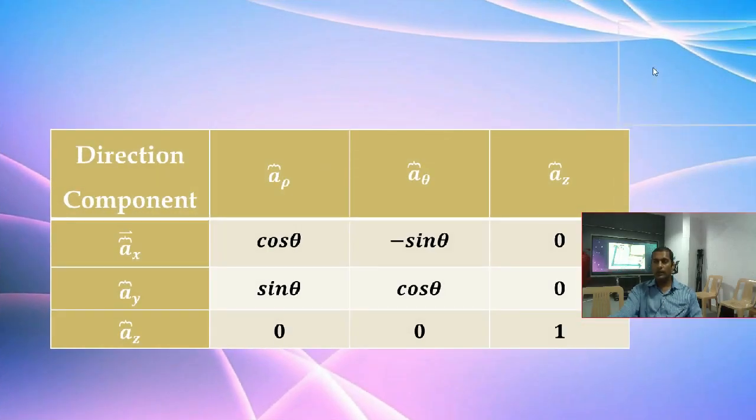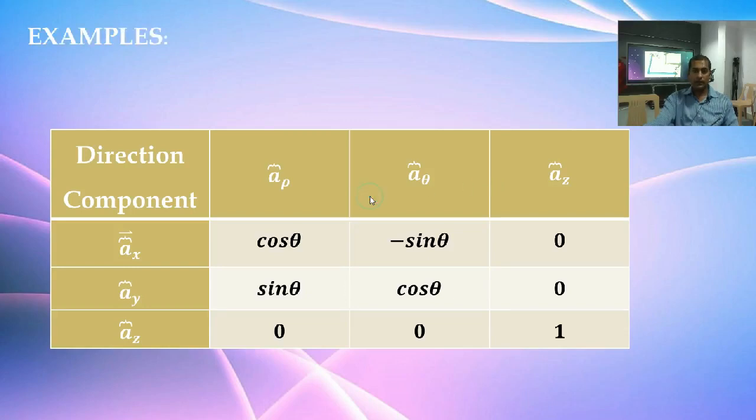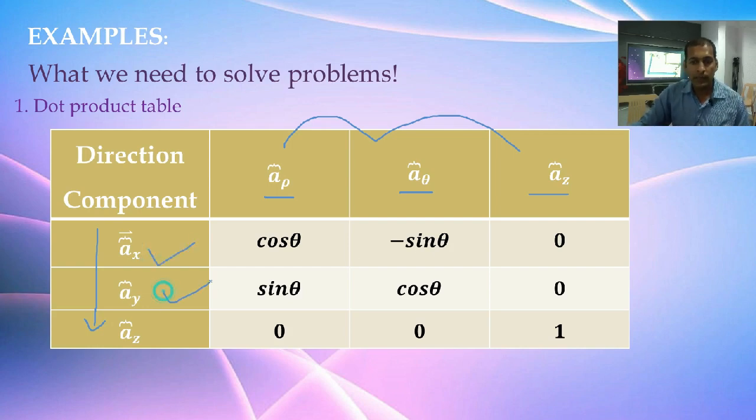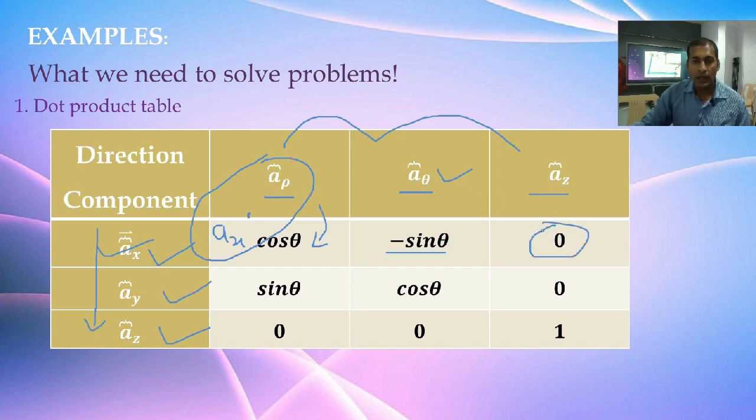One more thing we require in example solving is the direction components, dot product. Here we have the conversion for these three components. These three components are AR cap, A theta cap and AZ cap. And the directions for the Cartesian coordinate system are AX cap, AY cap and AZ cap. If we take the dot product of AX cap and AR cap, we get the answer cos theta. If we take the product of AX cap and A theta cap, we get minus sin theta. If we take AX cap and AZ cap, we get the answer 0.